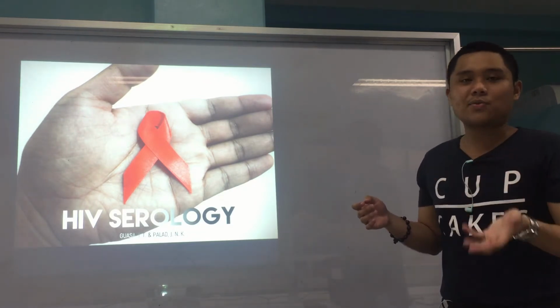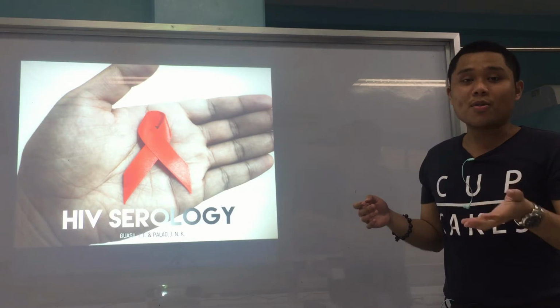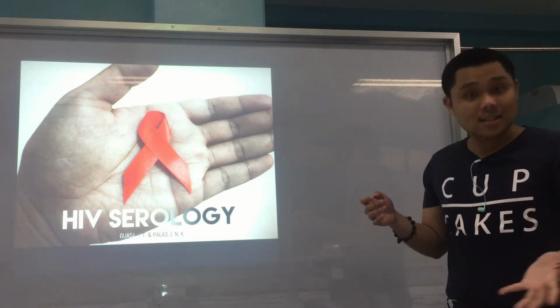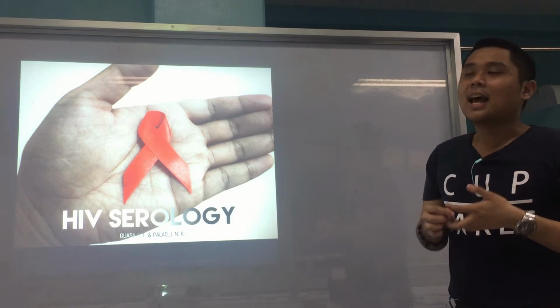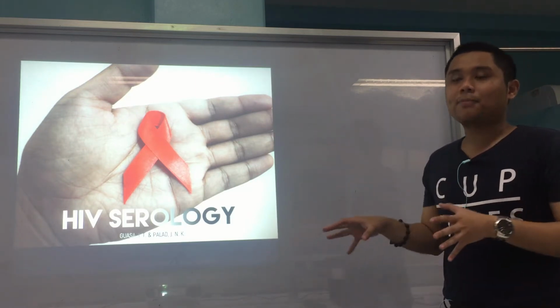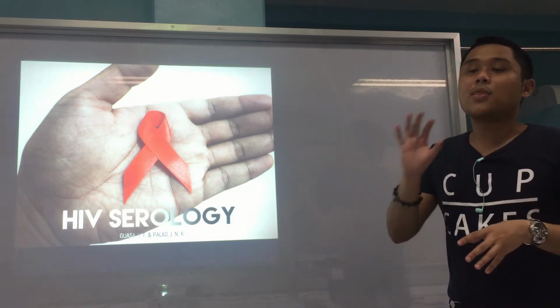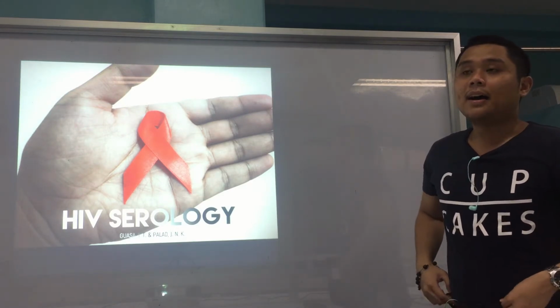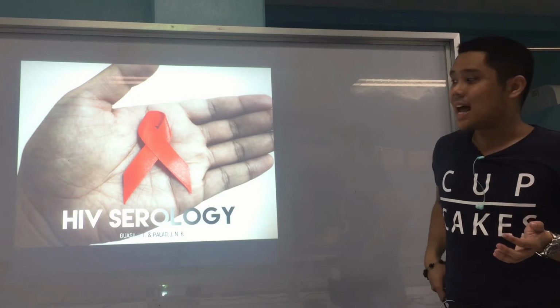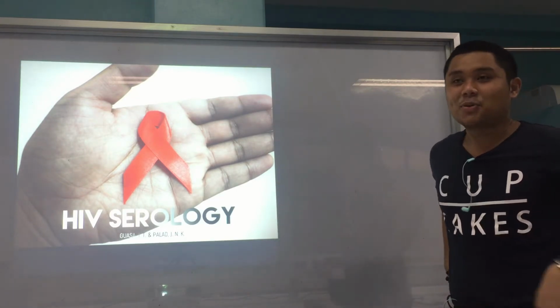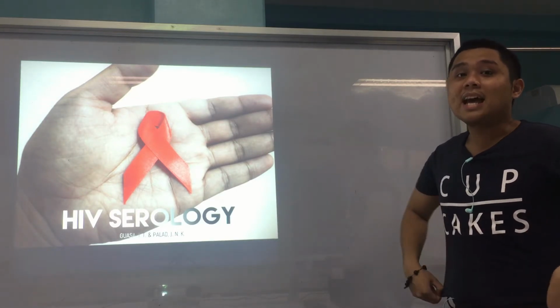We have discussed the different types of immunoassays depending on the labels: radio immunoassay, enzyme immunoassay, fluorescent, and of course chemiluminescent. All right. Now for this lecture, we're going to look into one of its applications, the first disease that we can diagnose using those labeled immunoassays, and that is HIV. Okay, so we're going to talk about HIV serology.